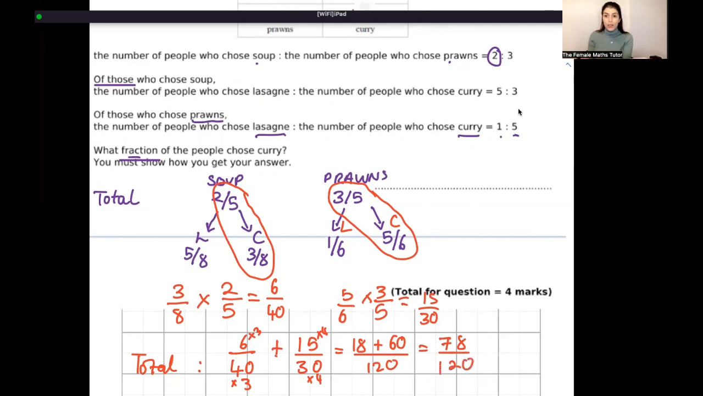Now, the question doesn't ask you to simplify, so you can leave it like this. Just so we can practice simplifying, I'll simplify this as well. I know that I can divide them both by 6. And so this gives me 13 out of 20. But like I said before, 78 out of 120 would give you the right answer.